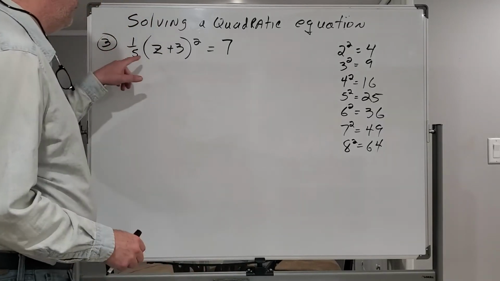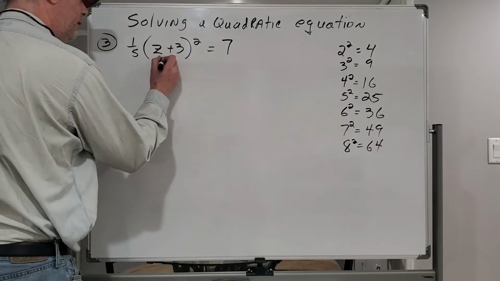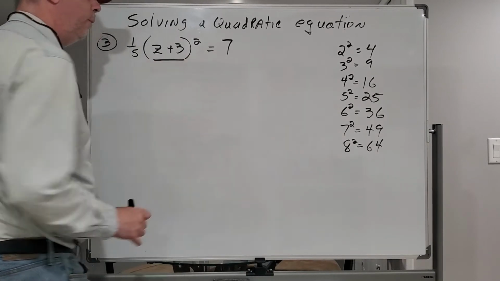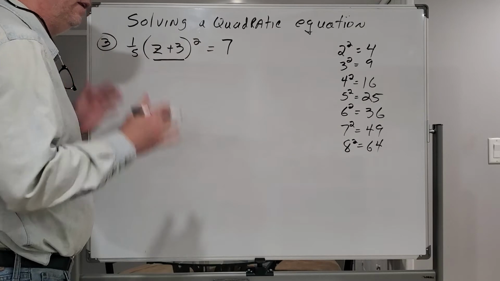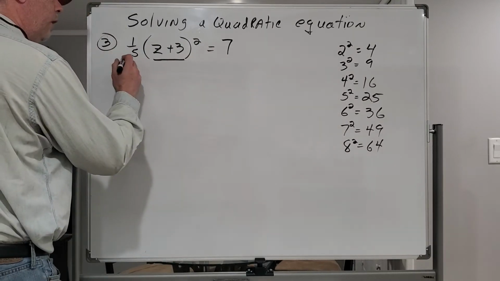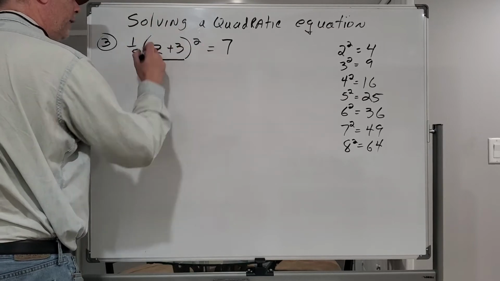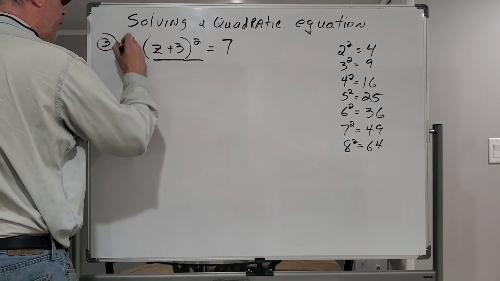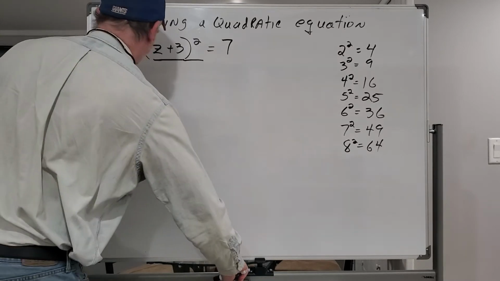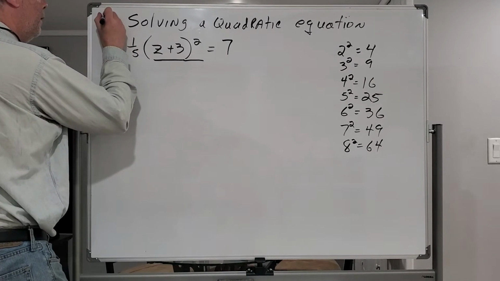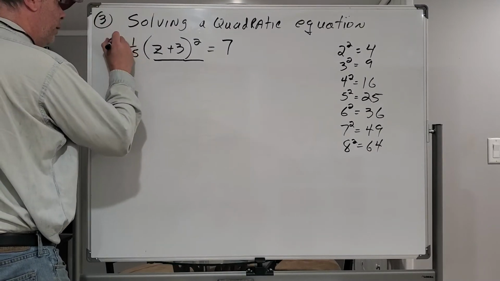So for the third example, notice letter z is not being squared, it's z plus 3 that's being squared. So we're going to isolate that, just like we did with the x's that were squared. So first thing is, we want to get this all by itself. I'm going to get rid of the 1/5 by multiplying both sides by 5/1.